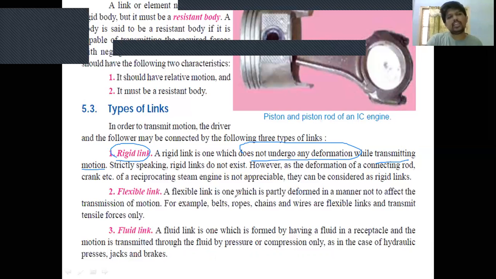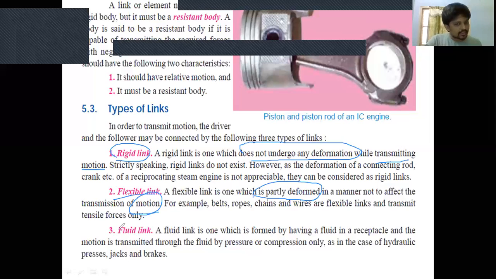Flexible link means it is also transmitting some motion, but it can be partly deformed. The link can be partly deformed without affecting the motion. Because we are transmitting motion from one place to another place, if there is no deformation happening in this transmission, that means it is a rigid link. If it is partly deformed, but still it is not affecting the motion of a body, it is flexible.